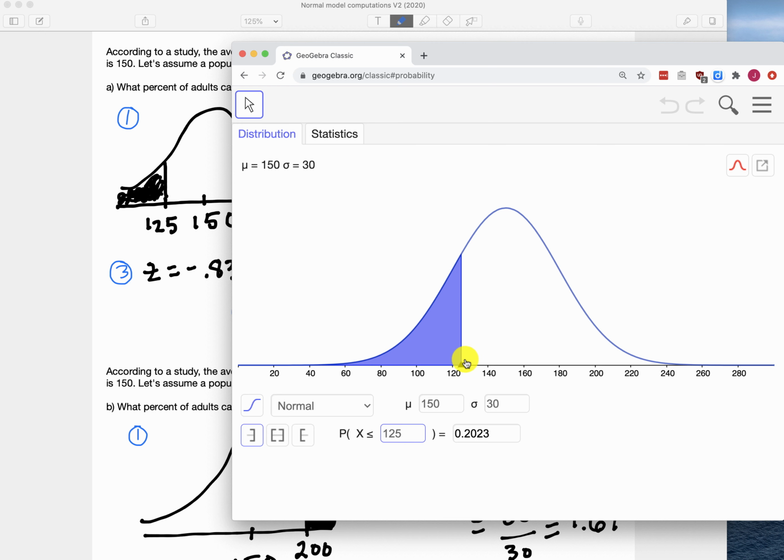answer. You can also grab the little triangle that's the cutoff of the purple shaded area and the other region and move that around. You can get pretty close to 125, but we want exactly 125, so edit that as needed. So our answer is 0.2023. So about 20% of adults can remember 125 faces or fewer.